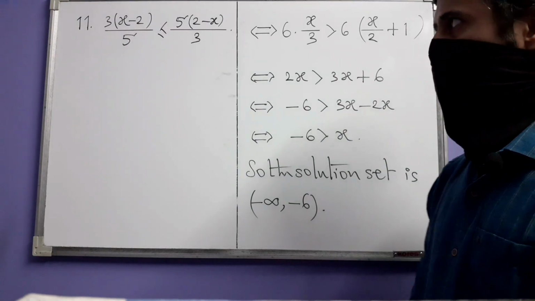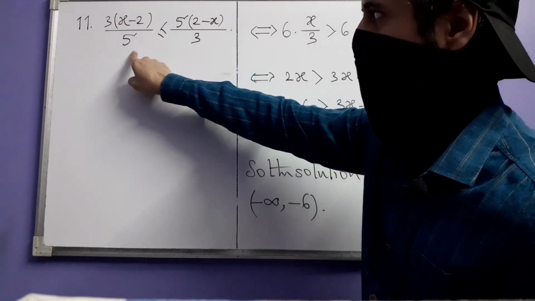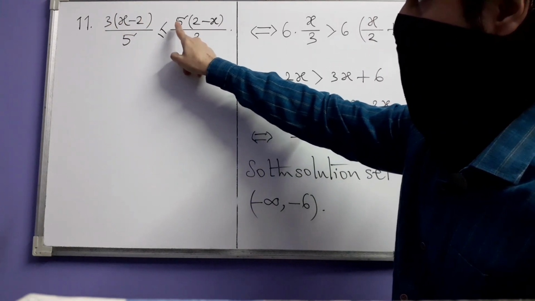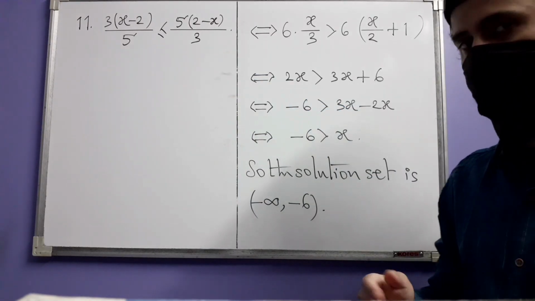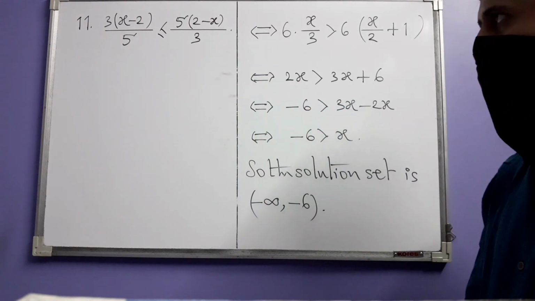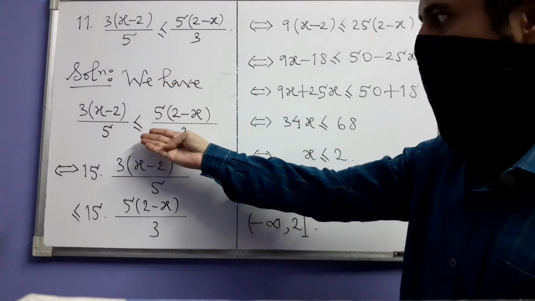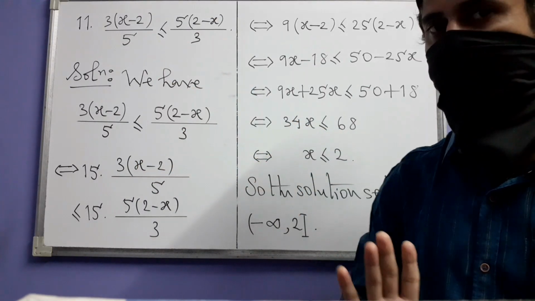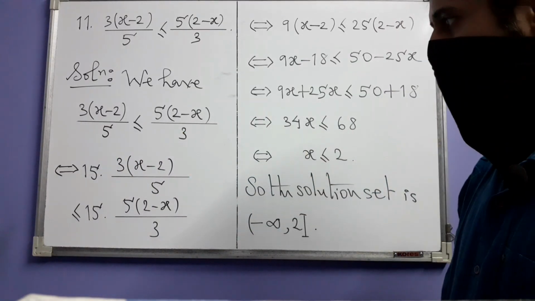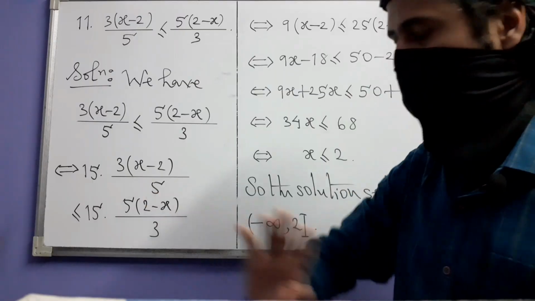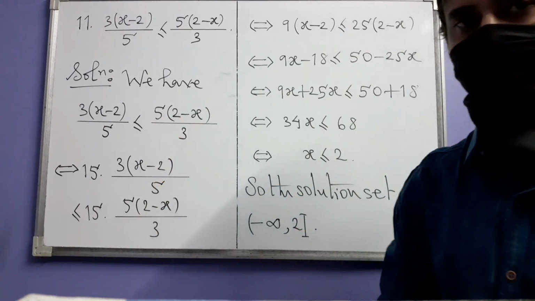Next, number 11, here the inequality is 3 times x minus 2 divided by 5 is less than or equal to 5 times 2 minus x divided by 3. So they are becoming more and more complicated. So we write the given inequality. Now you can see that you have 5 and 3 in the denominators here. So to simplify it, we multiply both sides by 15, because 15 is positive, the inequality maintains its direction.